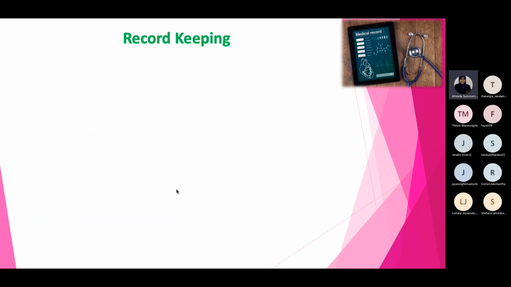Okay. Next, we are going to learn about record keeping. Who understands the word record keeping? What do you mean by record keeping? You can see on the top, I have mentioned medical record, but it doesn't have to be a medical record. It could be any record. What do you mean by record keeping? We are recording, keeping a note about the details of what we noticed and know.